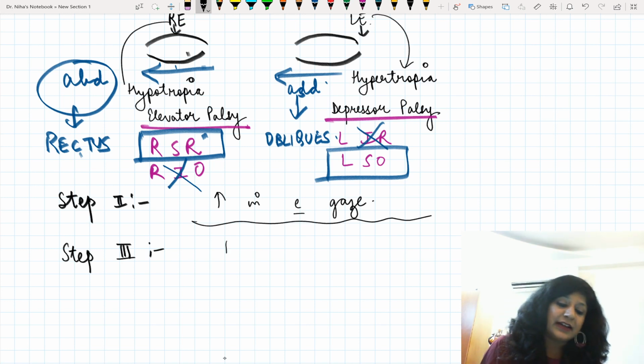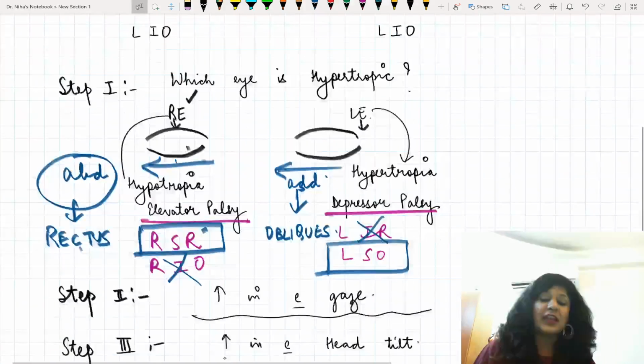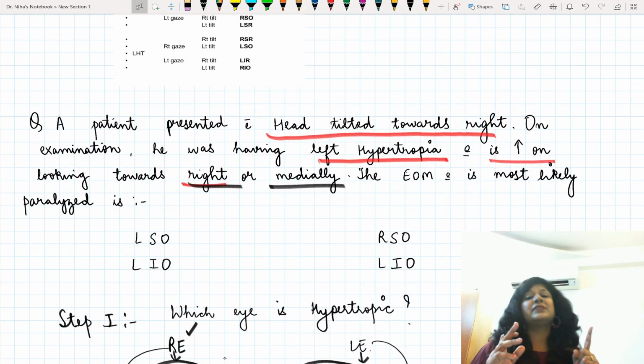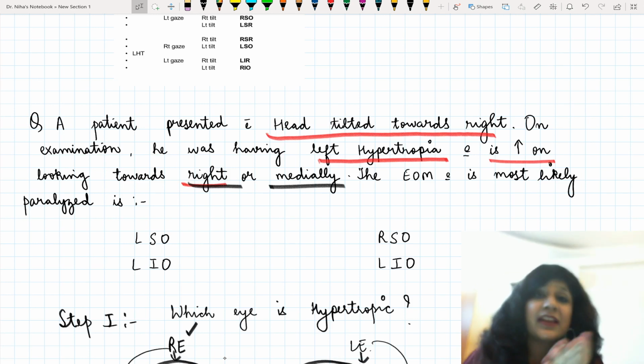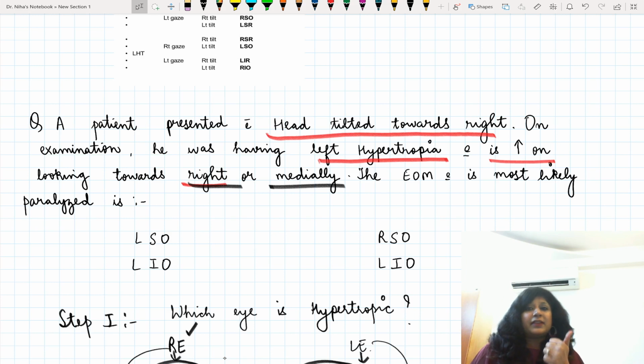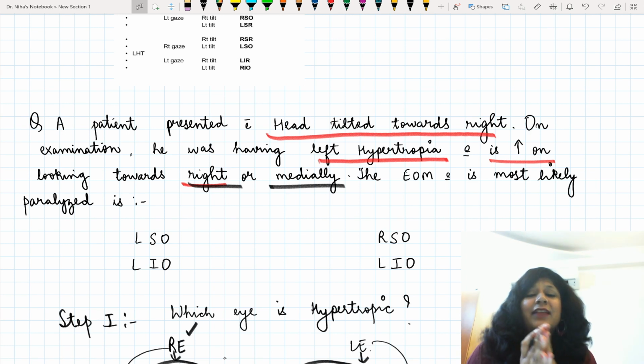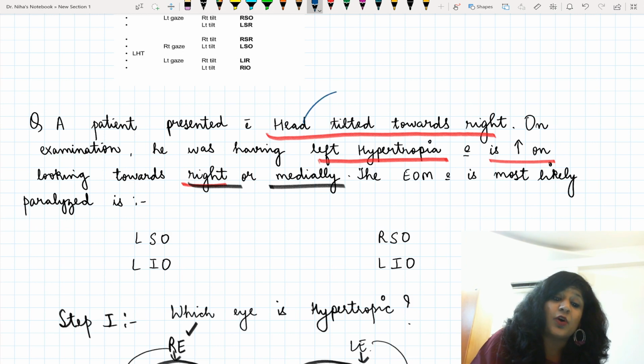Step 3 says that it increases in which head tilt. So go back to the question, and they are saying that the patient is presenting with the head tilted towards right. Now this does not mean that it is increasing in the right head tilt. The main problem is that when the question says the patient comes with the right head tilt, you say that it is increasing in right head tilt. Now always remember that this head tilt is always a compensatory head tilt.